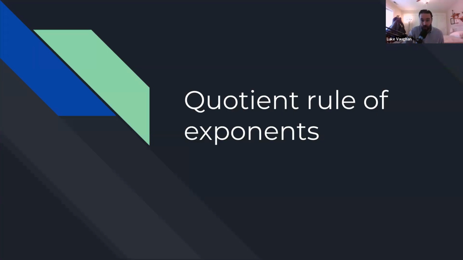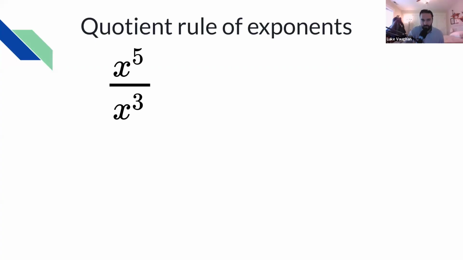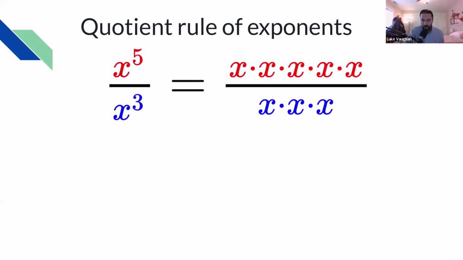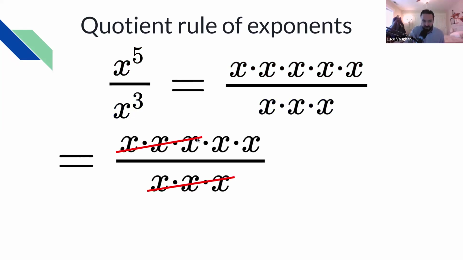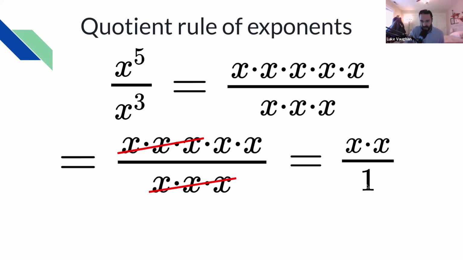The next rule is called the quotient rule of exponents. If I have the expression x to the 5 over x to the 3, we can expand this out. Up top, we have x being multiplied by itself 5 times, and on the bottom, we have x being multiplied by itself 3 times. So we can see that some of this stuff is going to cancel, right? We have 3 x's up top and 3 x's on the bottom. So those cancel, and it leaves us with 1 in the denominator and 2 x's up in the numerator. So this whole thing just equals x squared.